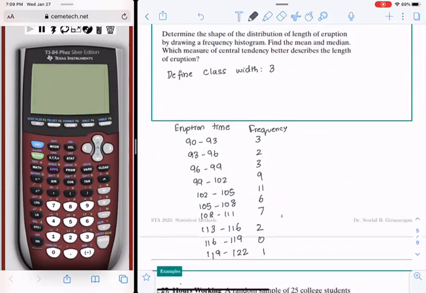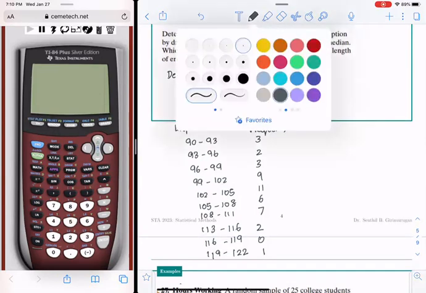Now, keep in mind, it is very subjective for us to choose the class width. If you use a different class width, for example, a class width of 4, your histogram is likely to change, but it's not going to make a huge difference. But if you picked a class width of 8, then you probably wouldn't even see a shape. So let's see what happens when we draw this graph.